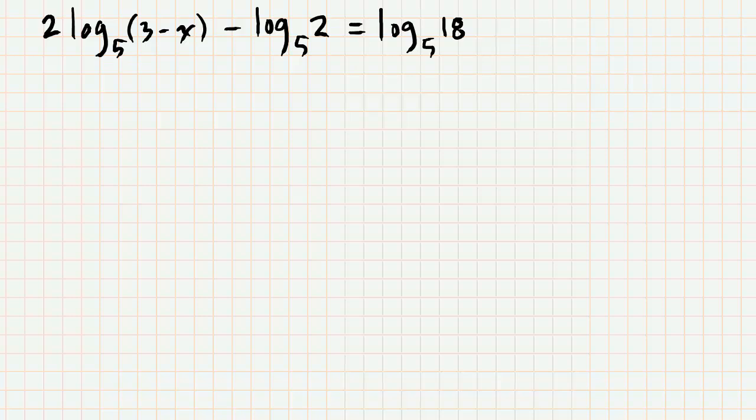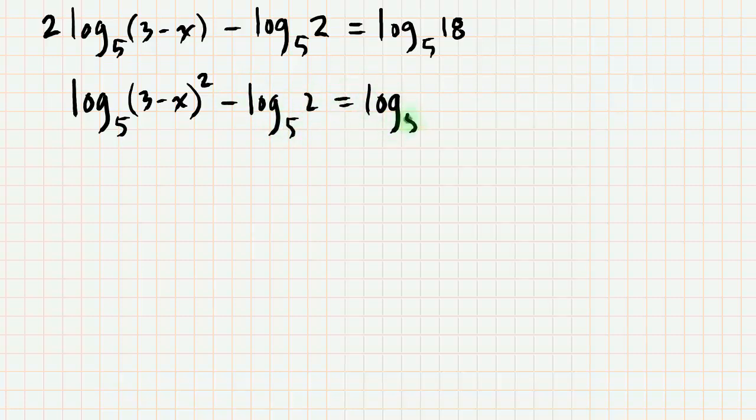In this example, we're going to solve an equation that has logs in it. Now, in order to use the laws of logarithms, the logs have to have the same base, which they do. The base is 5 in this case. Let's combine the logs on the left. In order to do that, we need coefficients that are either positive 1 or negative 1. So the 2 that's in front here needs to be moved to the exponent position using a law of logarithms.